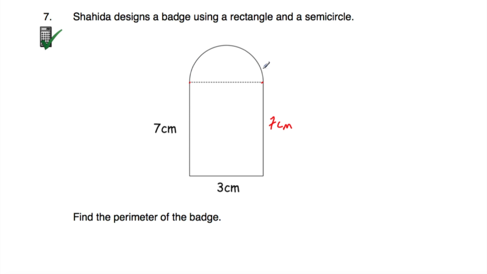So we need to find the length of this arc, okay? We need to find the length of that arc to be able to add it onto our 7, and our 3, and our 7. So let's find the length of this arc. Let's consider this semicircle to begin with. It's got a diameter of 3 centimeters.